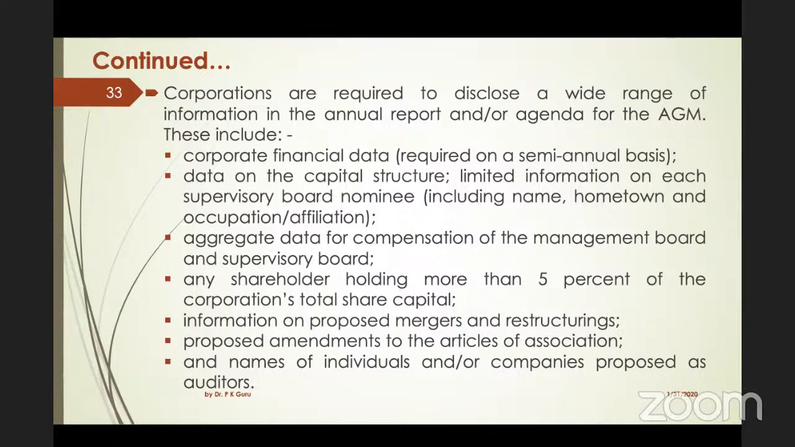Any shareholder holding more than 5% of the corporation's total share capital, you have to give their name and address and all, including name, hometown, and occupation. So significant holding is 5%. Below 5%, the names need not be disclosed. Information on proposed mergers and restructuring. It is there in most of the corporate governance structures. Proposed amendments to the articles of association, and the names of individuals and or companies proposed as auditor.